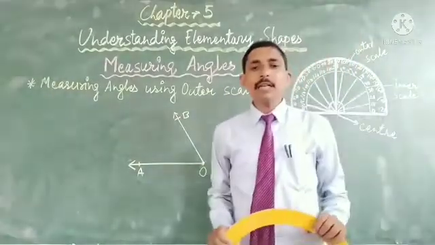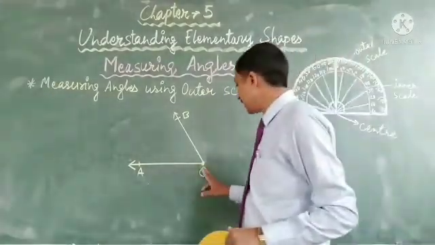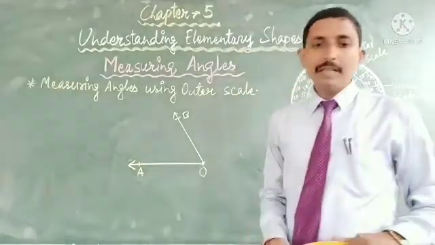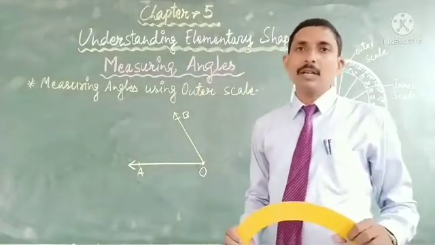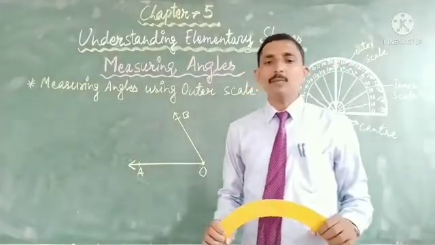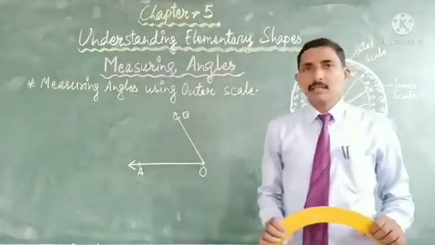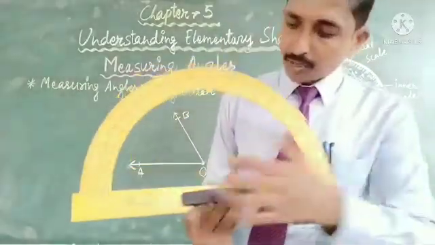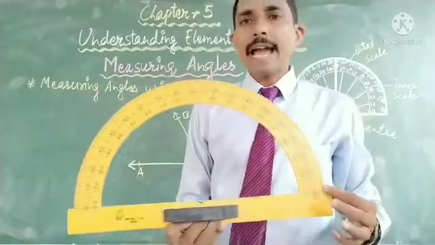When the vertex is to the right of the baseline, then the measurement is in clockwise direction. The measurement is done in clockwise direction, and therefore the outer scale is used to measure the angles.